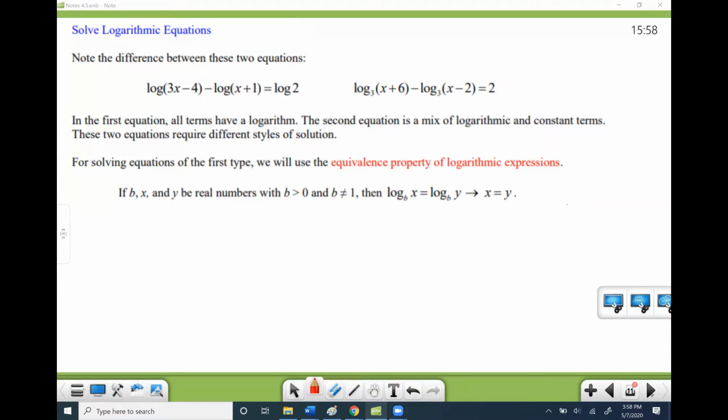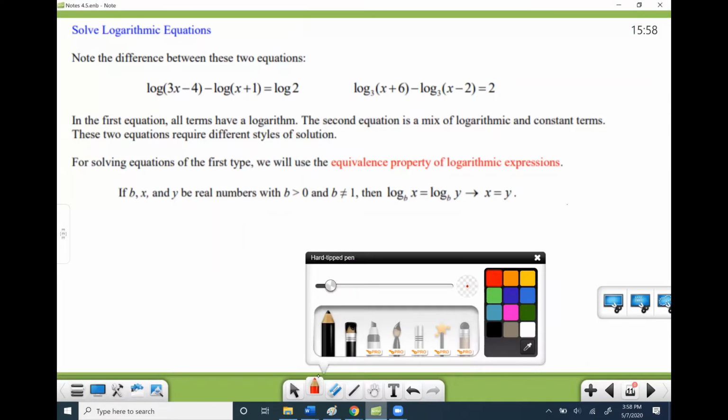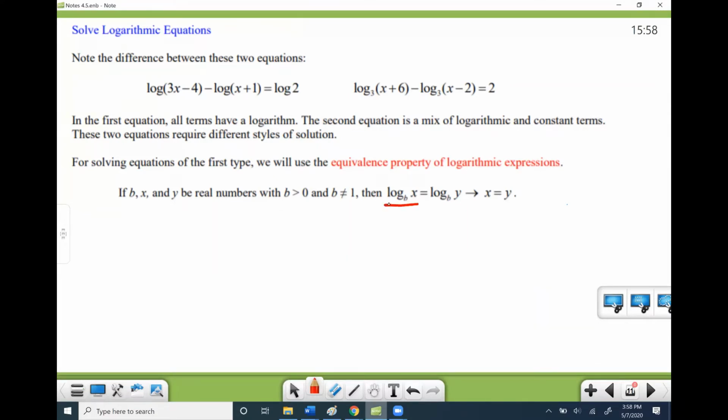So this should feel familiar right here, the equivalence property. If you have the log base b of x equaling the log base b of y, so the bases have to be the same, you guys. If you have that, then x equals y. So what does this look like? This looks like if I have log base 3 of 7x equals log base 3 of 2x plus 1. Okay, then 7x has to equal 2x plus 1 in order for the left side to equal the right side. Okay, so that feels familiar.